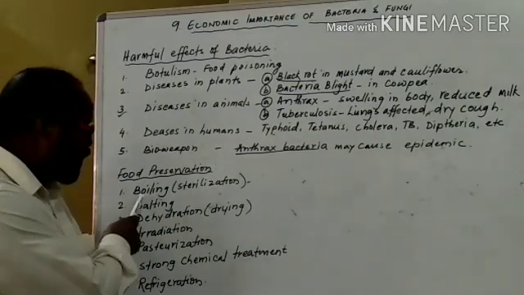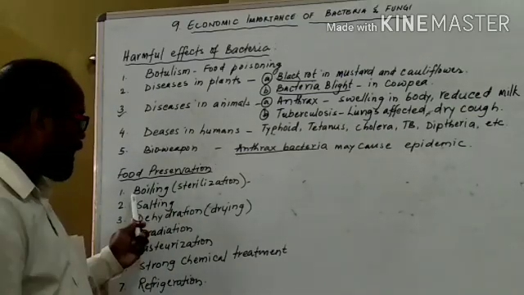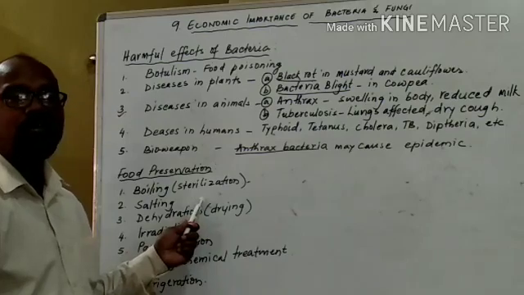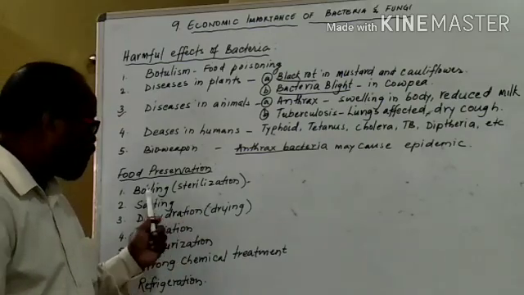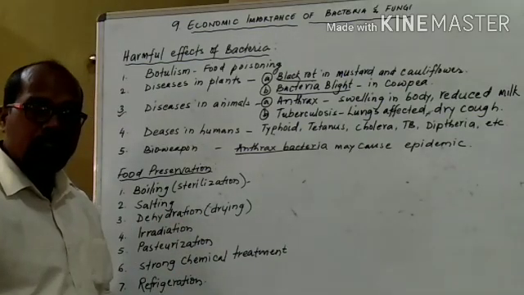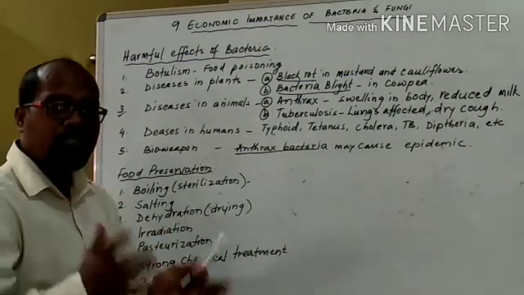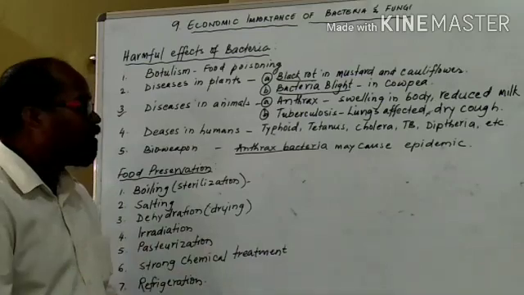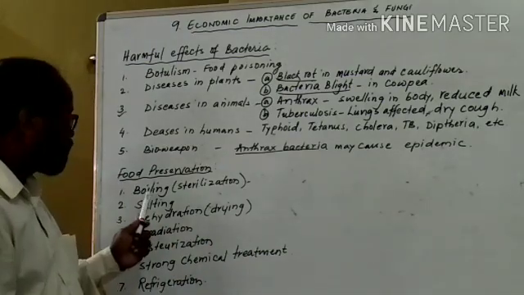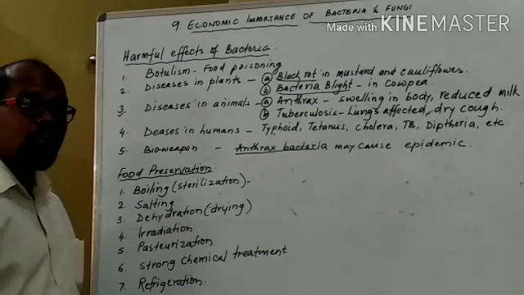Number one is boiling. Boiling at high temperature is also called sterilization. By boiling at high temperature, what happens? The germs, worms, and bacteria which are there in the food are killed. That is boiling. Number two, salting.